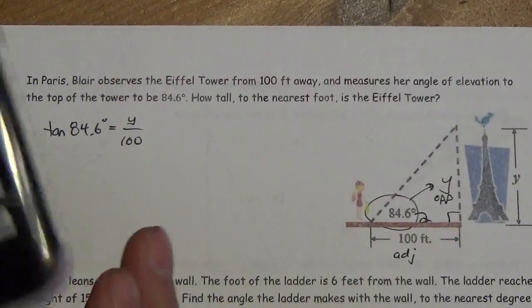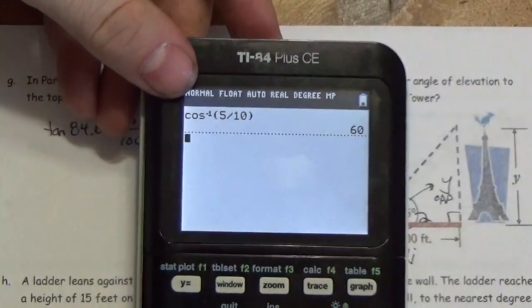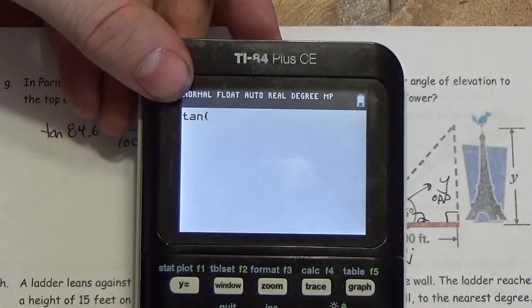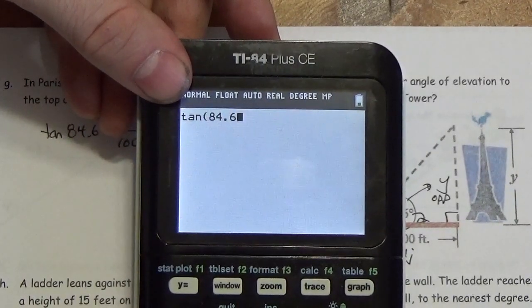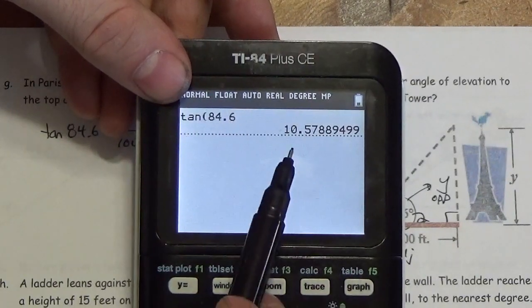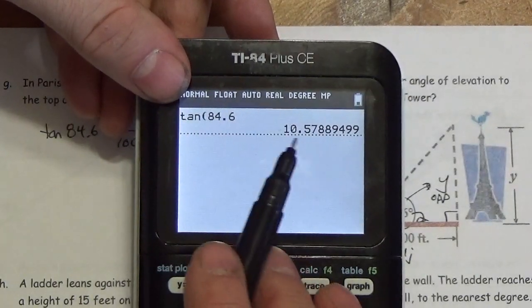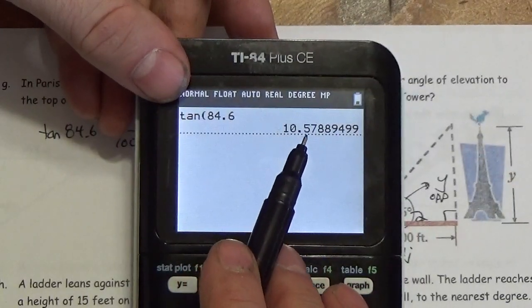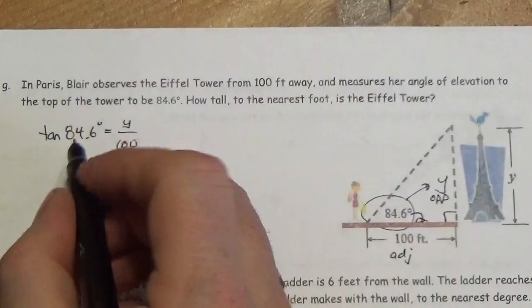So now, I go to my calculator. I'm going to clear that all up there. The tangent of 84.6, that ratio is 10. You normally go to 4 decimal places with the trig ratio, so 10.5789.